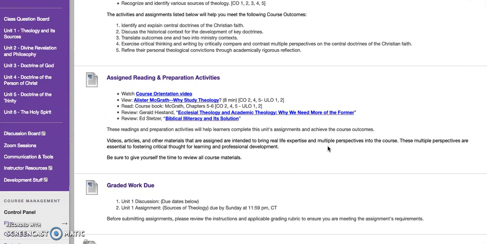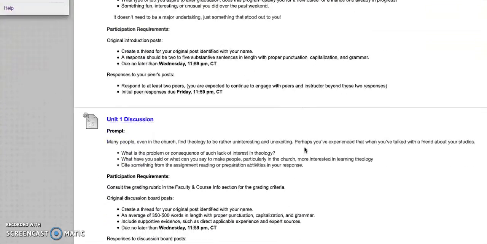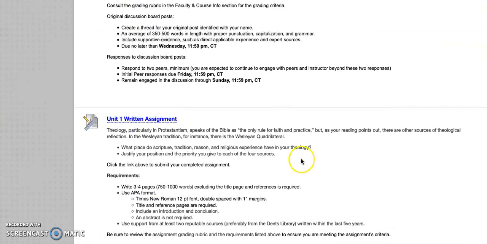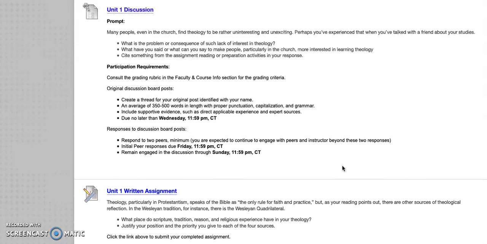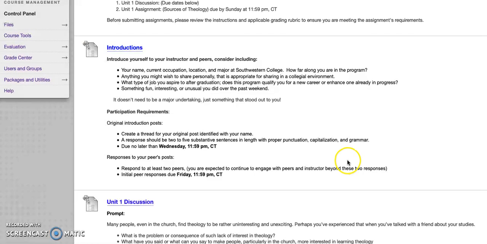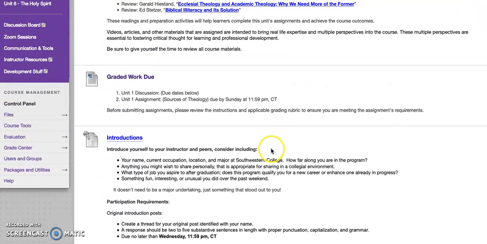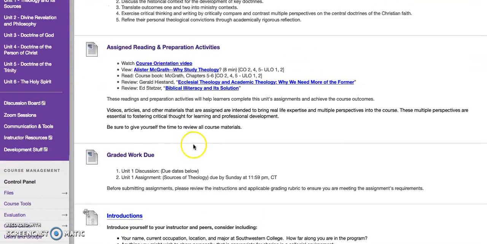In each of units 1 through 4, in addition to the discussion question, you will have a short written assignment of 3 to 4 pages, 750 to 1,000 words, in APA format on a particular focal point for that unit. So be sure to do the reading and be well prepared for the discussion question as well as for the written assignment for each unit.